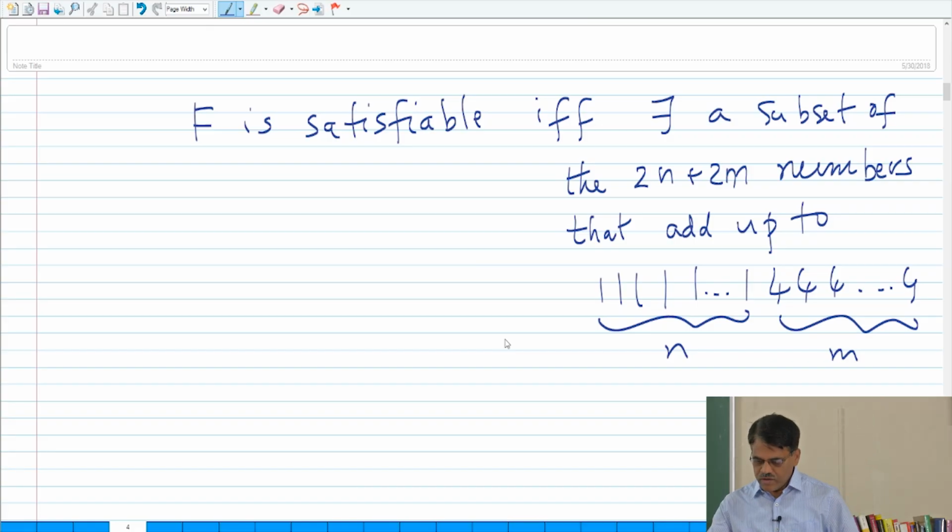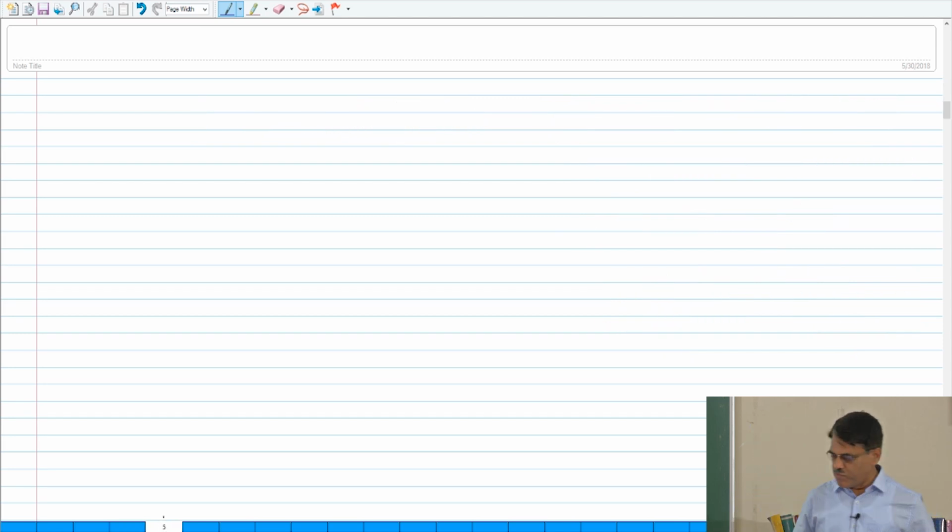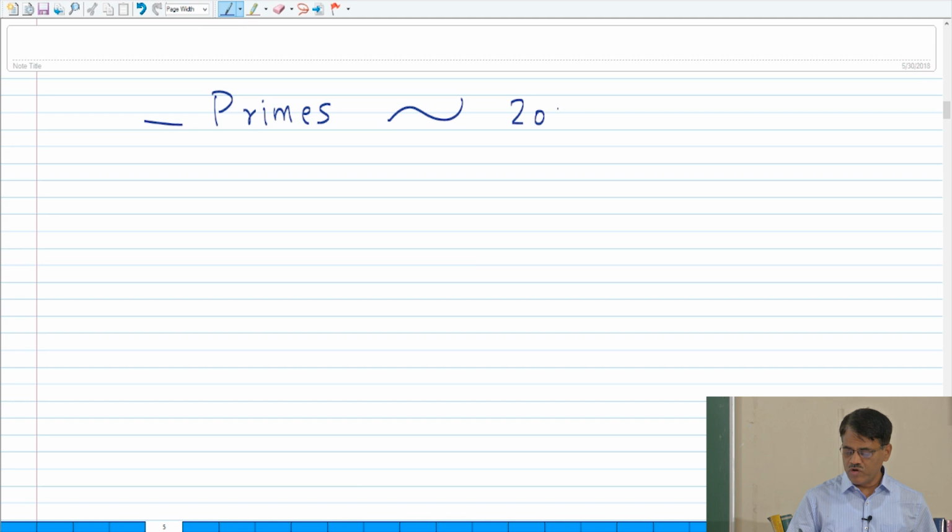Okay, so what more? At the time of this 1980s book, there were 3 problems which were left open, which we did not know whether they were NP complete or polynomial time solvable. At that time, the 3 problems were primes. Given a number, is it prime? Now this has been resolved in 2004.